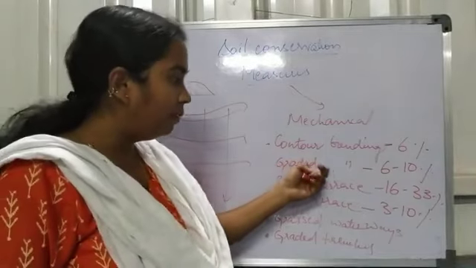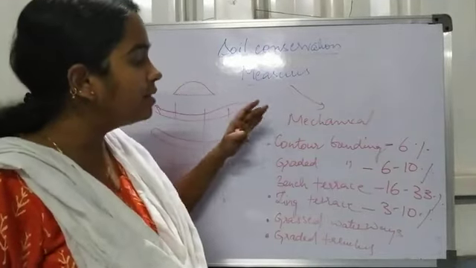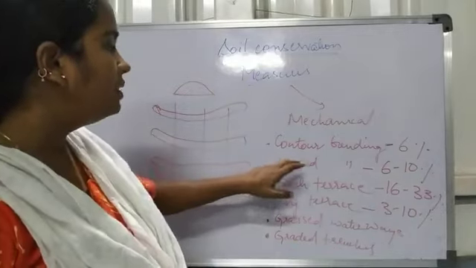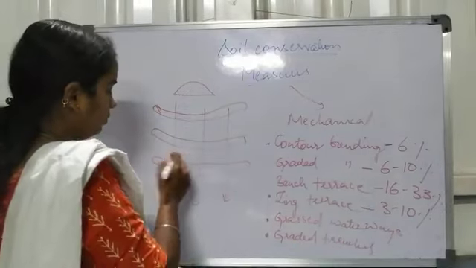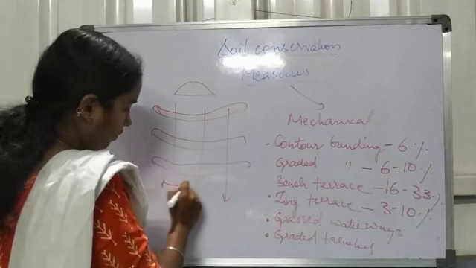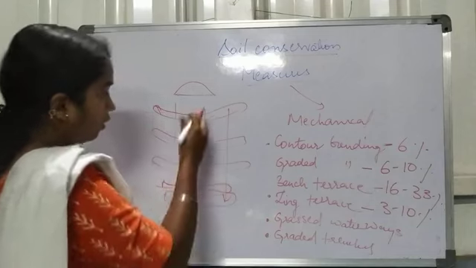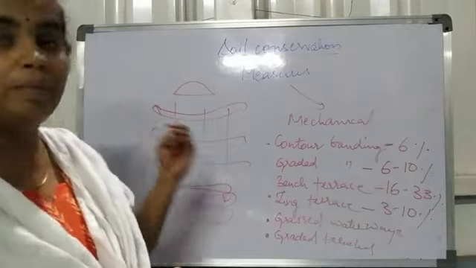Next one is graded bunding. Graded bunding is similar to contour bunding itself, but this graded bunding will be very small and nearer when compared to the contour bunding.